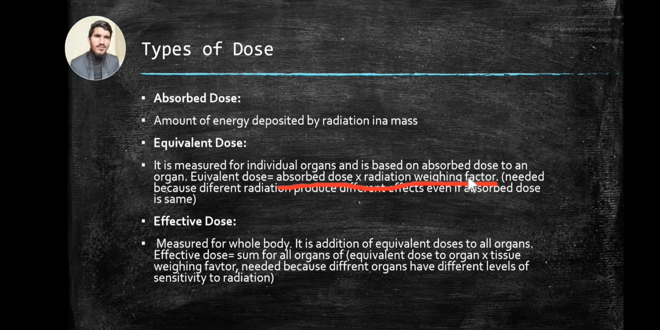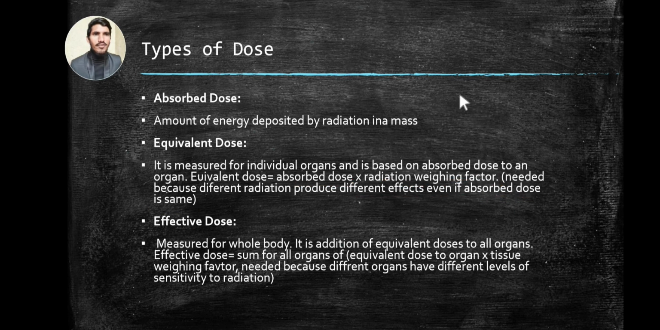So what is the radiation weighing factor? It is needed because different radiation produces different effects even if the absorbed dose is the same. If I have different radiation, like an X-ray or a gamma ray, then these different types of radiation will produce different effects even if they are absorbed in the same amount by an organ. They will produce different levels of effects. So the equivalent dose is equal to the absorbed dose by an organ multiplied by the radiation weighing factor.